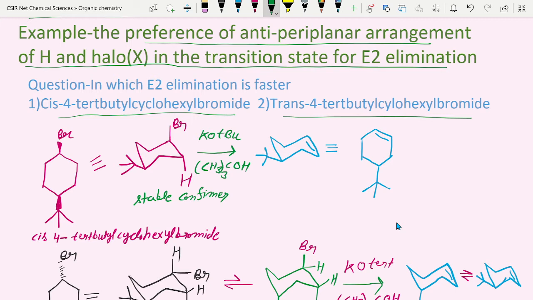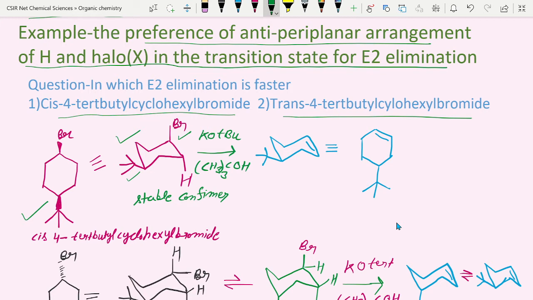So we will try to understand this by the mechanism. We have drawn here cis-4-tertiary butyl cyclohexyl bromide. What will be the stable conformer of this? This is the stable conformer of cis-4-tertiary butyl cyclohexyl bromide. Why is this stable? Because the bromine is at the axial position and the tertiary butyl is at the equatorial position. Since this is the bulkier group, when it is at the equatorial position, it will be the stable conformer.